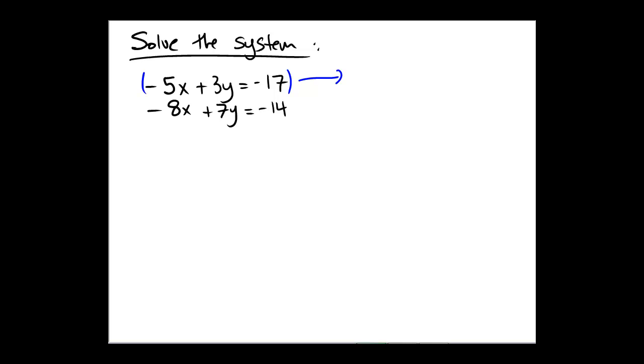So my choice is to multiply the top equation by the 7 that I see down here. Notice that 7 times negative 5 is negative 35x. 7 times 3 is 21, so I get a 21y. And then 7 times negative 17 would be negative 119. Okay, second equation.